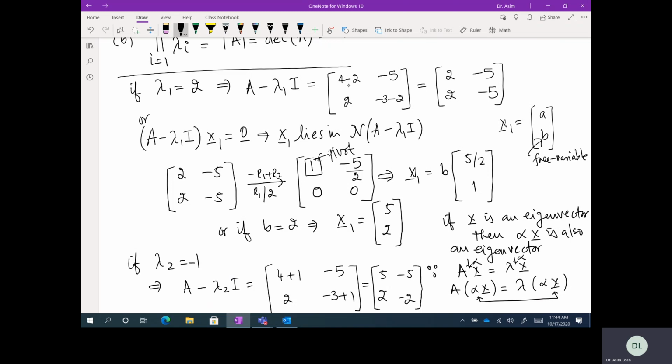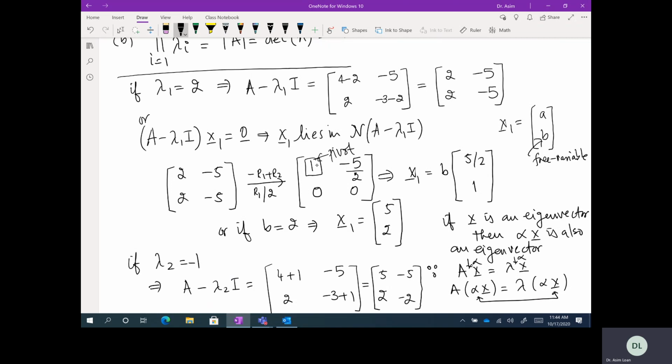So if we subtract the eigenvalue 2 from the elements on the main diagonal, we have 2 minus 5, and then we do the reduced row echelon form for this one. If I do minus row 1 plus row 2, I'll get 0, 0. And then I divide row 2 by 2, and I'll get 1 and minus 5 by 2.